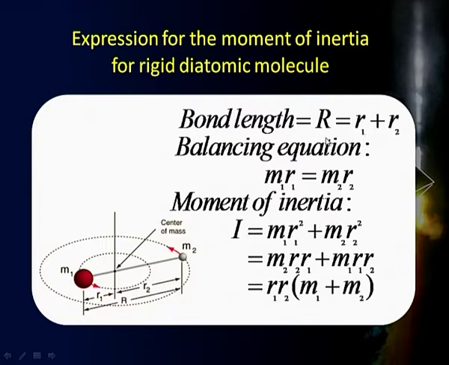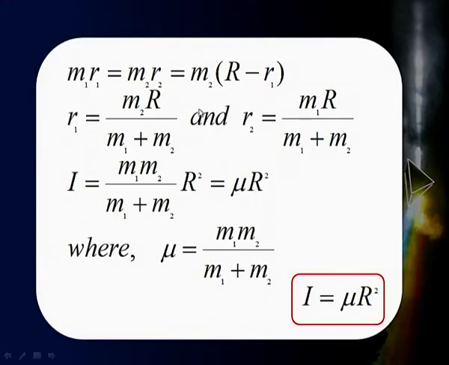So, we have the bond length defined as the sum of the two distances R1 and R2, the distances of atom 1 and atom 2 from the center of mass, and we know that the law of moments says that m1 R1 is equal to m2 R2. We also know that the moment of inertia is defined as m1 R1 square plus m2 R2 square, and for more atoms it is basically sigma mi Ri square. If I do a little manipulation and simplification, we come down to an expression for the moment of inertia I equal to m1 m2 divided by the sum of their masses, into R square.